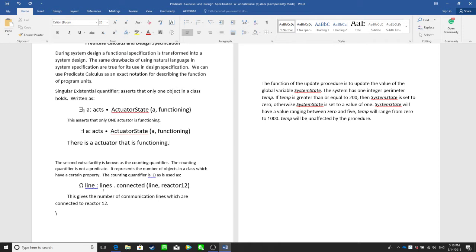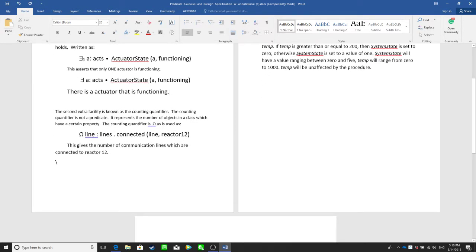The counting quantifier omega is used here. This gives the number of communication lines which are connected to reactor 12. Okay, number of lines. Basically, it is not a predicate, so it's not having a true or false value. However, this actually gives you a number. So remember that. We will use that later.